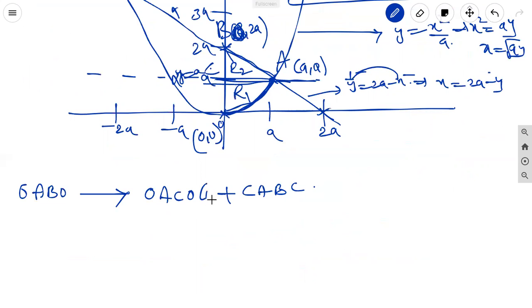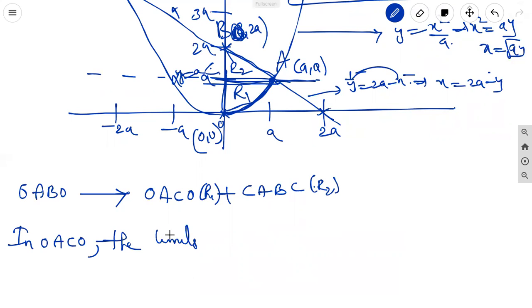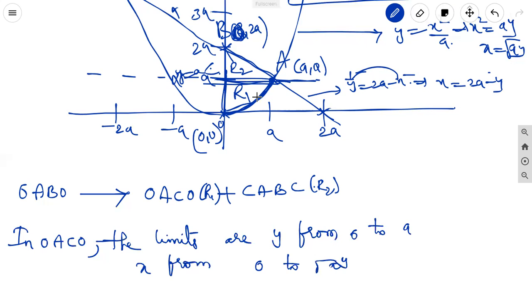This is region 1. It is the region 2. Now we can discuss the limits. Limits means y equal to 0 to a. In OACO, the limits are y from 0 to a and x from 0 to the curve, which is root ay. This is the curve, and it starts from 0 and goes upwards.